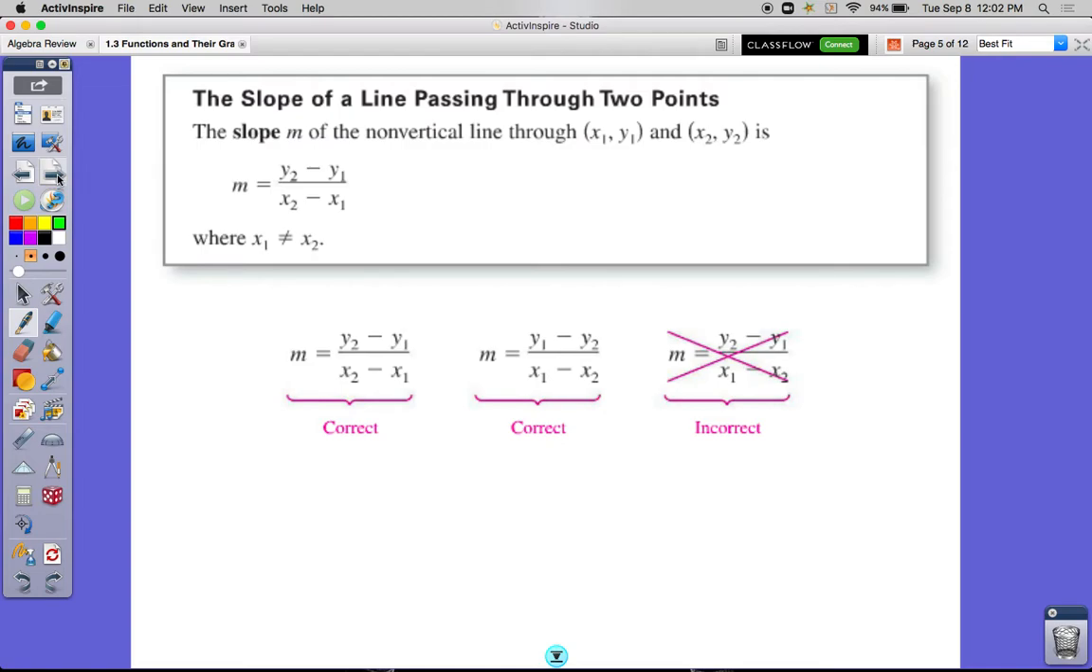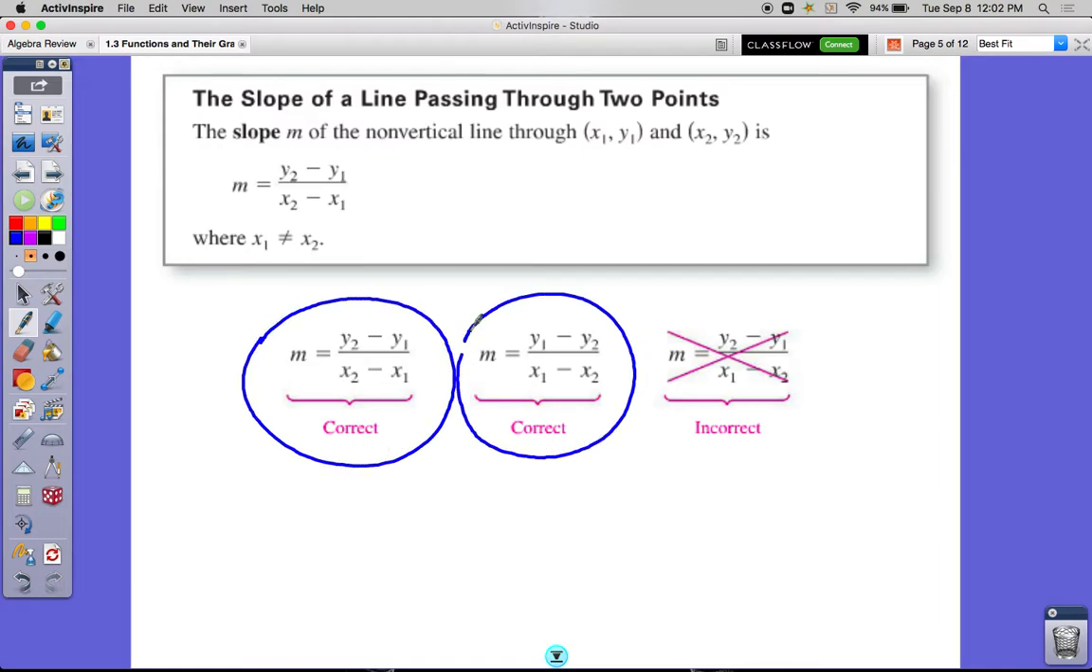Notice down here though, there are two versions that are considered to be correct. That is y2 minus y1, or you can do y1 minus y2, and that's fine. Just keep in mind, if you do reverse those, make sure that you reverse it in the other one as well.